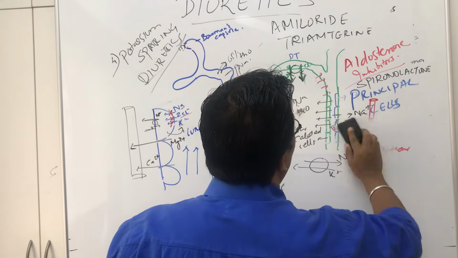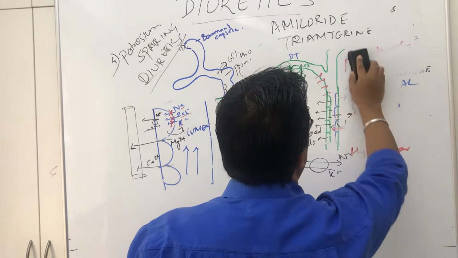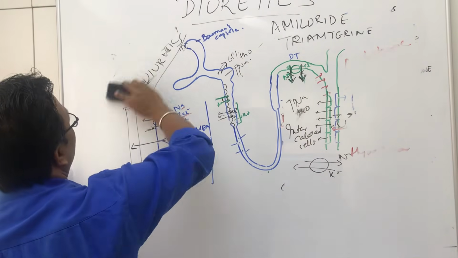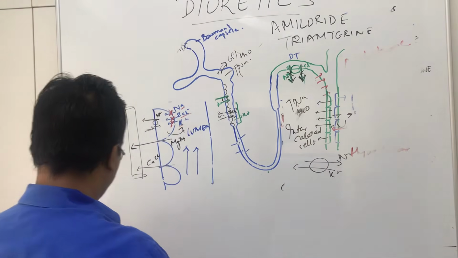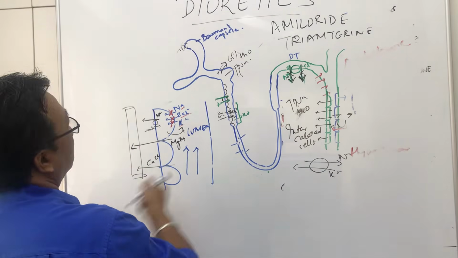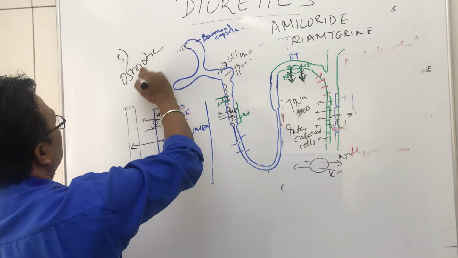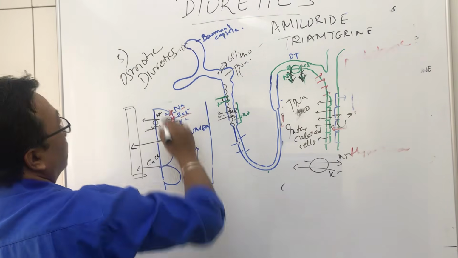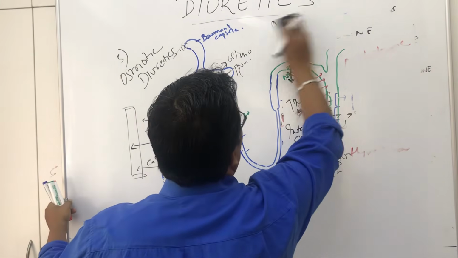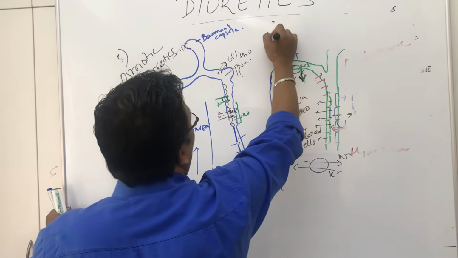Yes, sir. Okay, now going to number 5, the last diuretic. Let me know if it's confusing for you. Number 5 is osmotic diuretics. Osmotic diuretics, for example, mannitol.